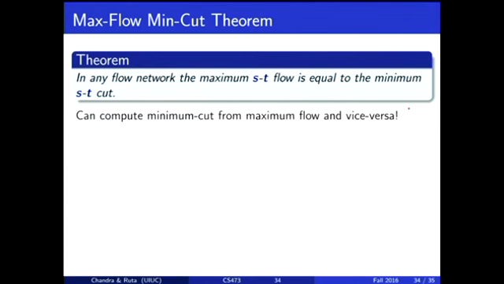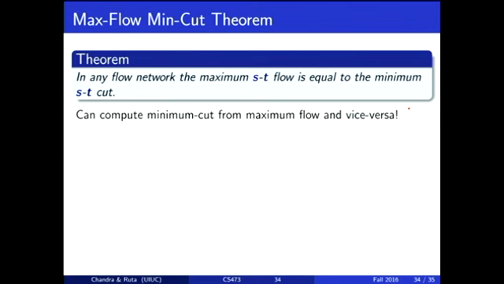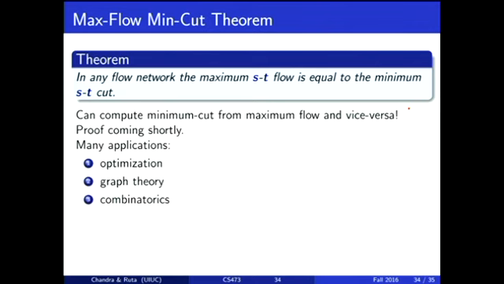And so basically, there's a duality, and so it makes algorithms also feasible, right? And this is a cornerstone theorem in combinatorial optimization, okay? And there's a huge number of applications in optimization, graph theory, combinatorics, information theory, you name it. It's a very fundamental result, okay?